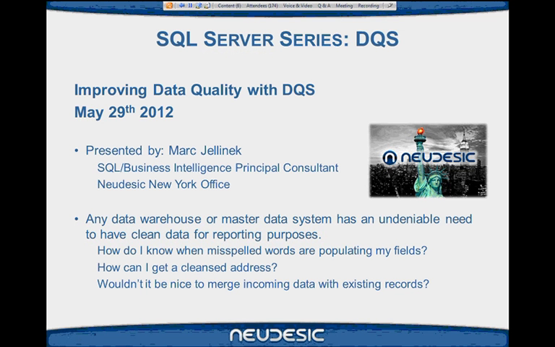And wouldn't it be nice to merge incoming data with existing records? Oftentimes, people are getting public record sources and other data that's outside of their normal processes, and you'll have to use some interesting ways to match up these data sets. A combination of data quality services and master data services will definitely help you along the way.